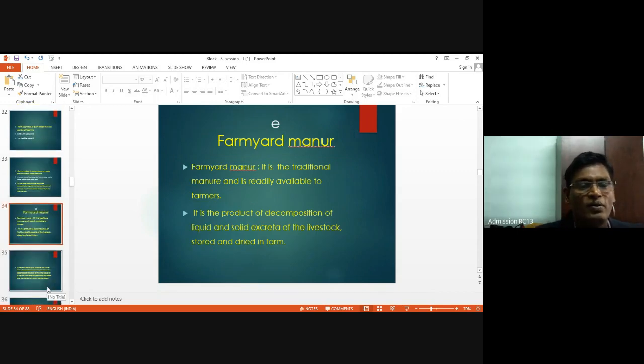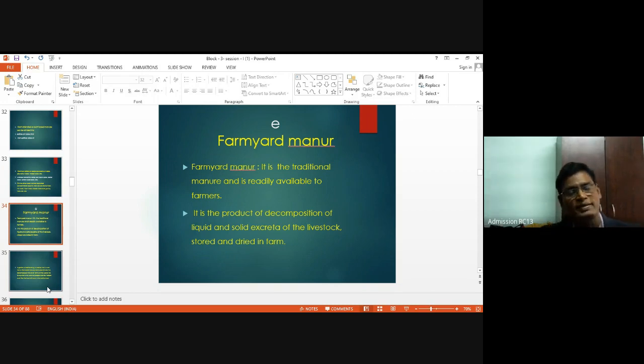Then we come to the farmyard manure. Farmyard manure is a traditional manure and is readily available to farmers. It is a product of decomposition of liquid and solid excreta of livestock. What is the farmyard manure? It is the product of decomposition of liquid and solid excreta of the livestock, stored and dried in a farm.